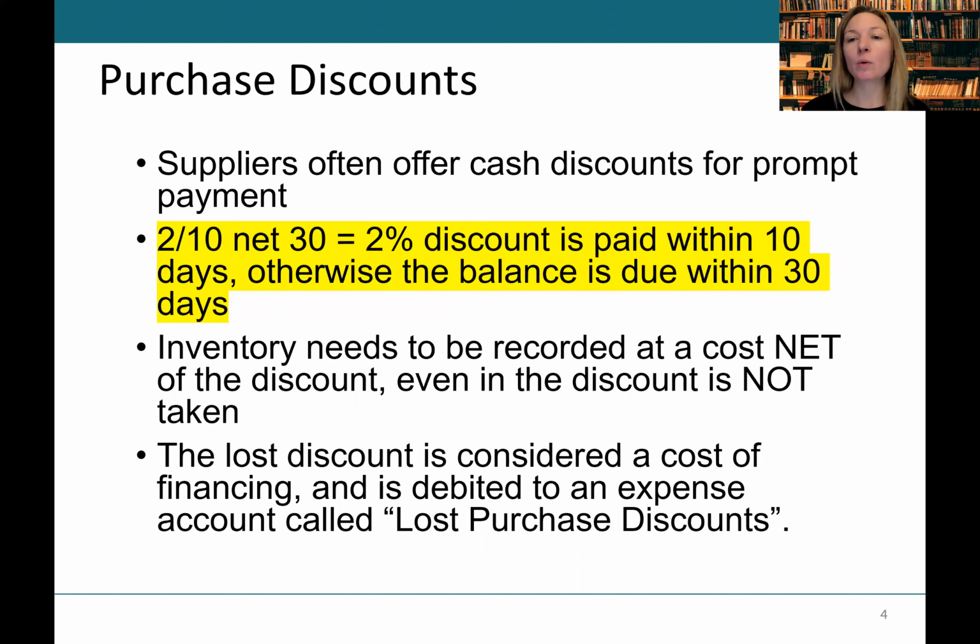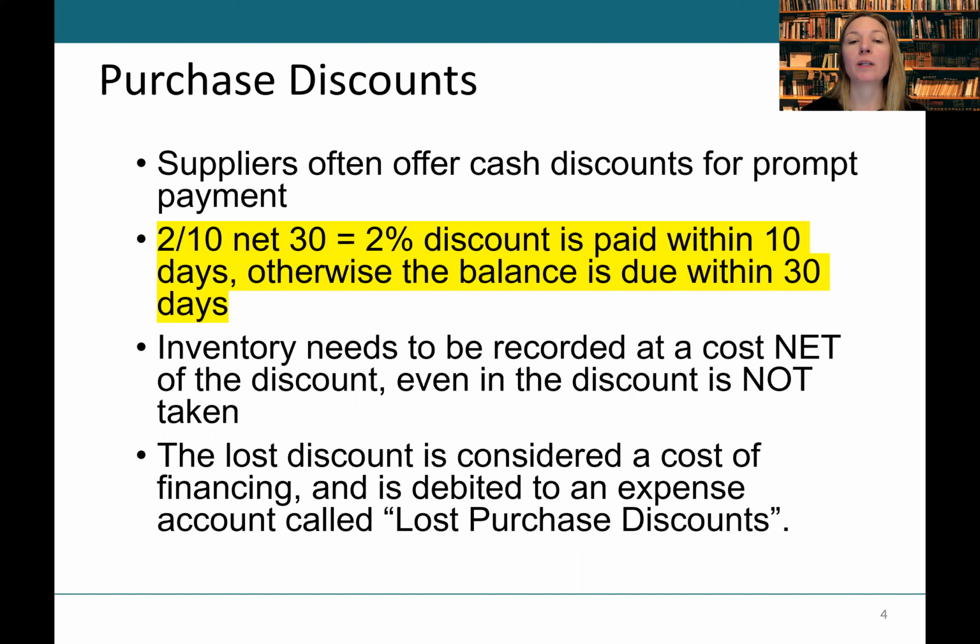Purchase discounts. So suppliers often offer cash discounts for prompt payment. So you'll see terms like 2/10, net 30. What this means is that if you pay within 10 days, you get 2% off. If not, the balance is due in 30 days.